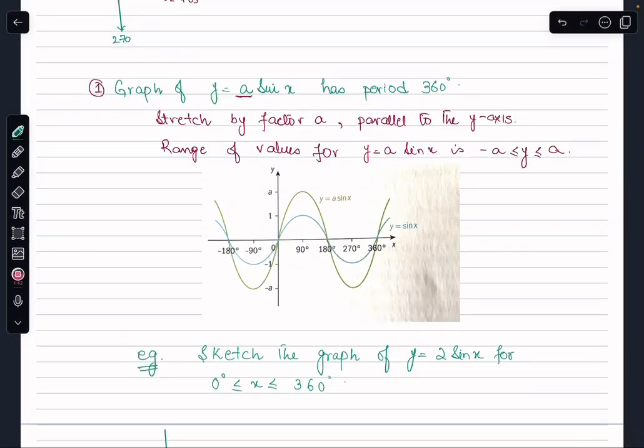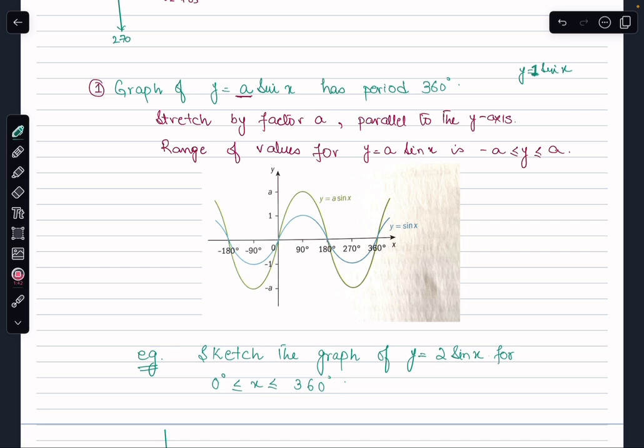Now let's do some composite graphs. Number 1, it's the graph of y equals a sine of x. We can see that we have this a over here. Initially, we were doing the graph of y equals sine of x, which means the coefficient of sine x was 1, and that is why we said that the sine graph was ranging between negative 1 and 1.